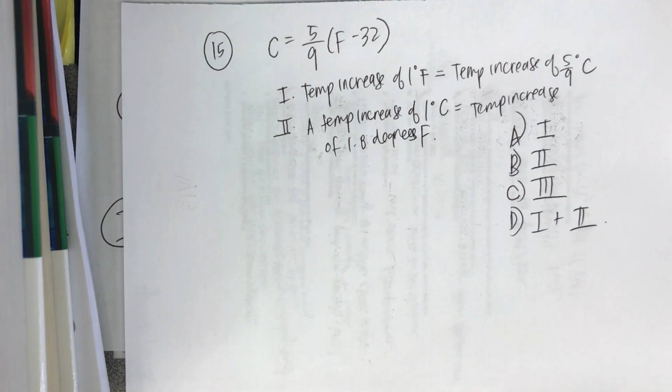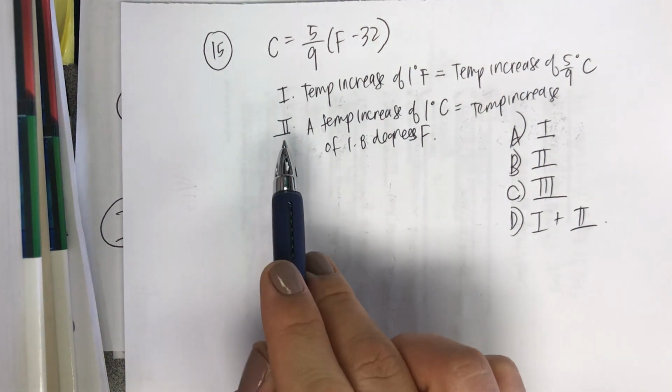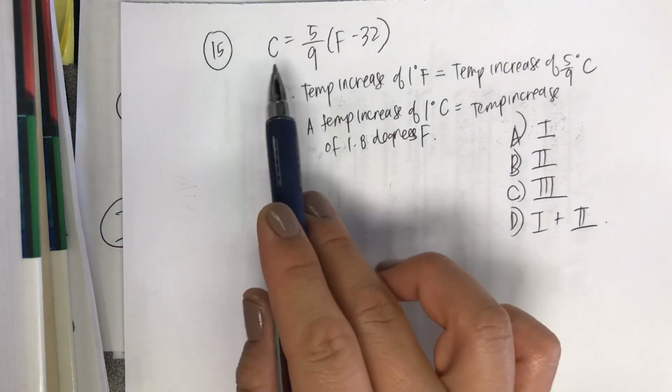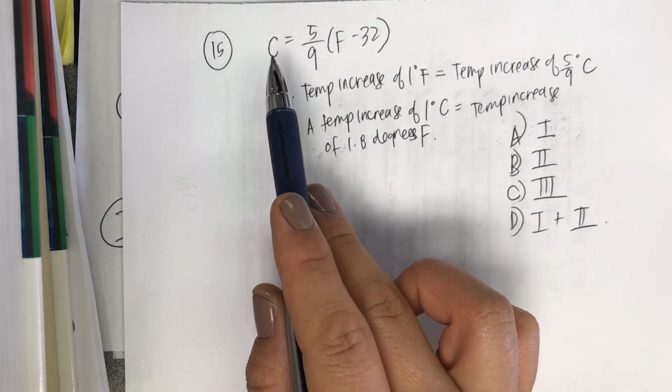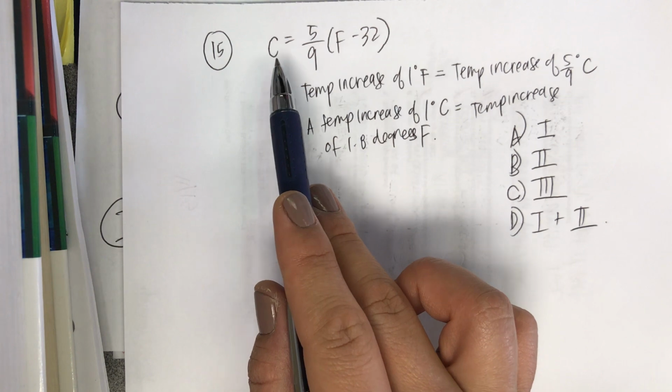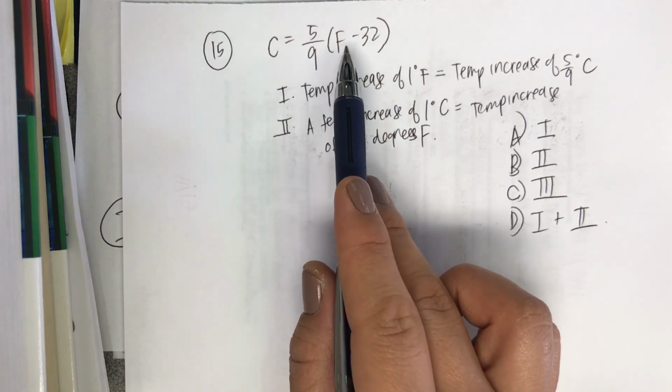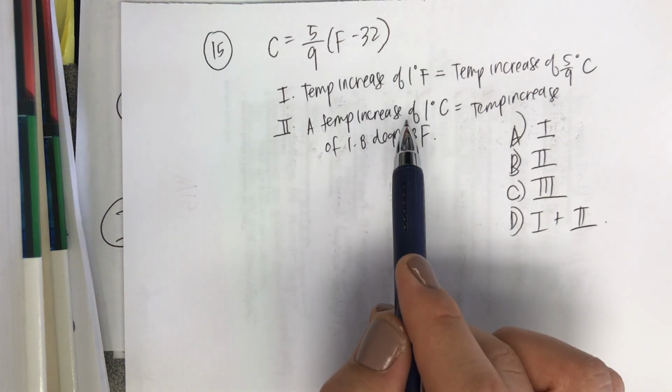All right, for number 4, it is basically asking which of the following are true. Roman numeral 1, 2, and then 3, which I'm not writing because it's going to be irrelevant. They give us this formula which says C, the temperature in Celsius, is equal to 5/9 times the temperature in Fahrenheit minus 32.